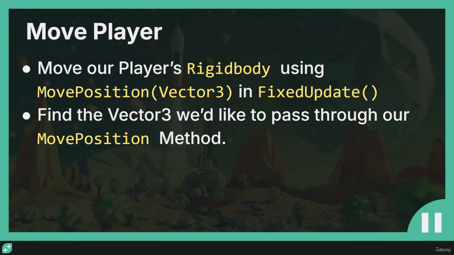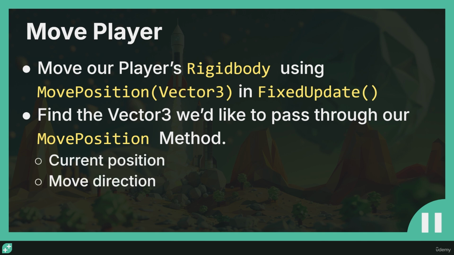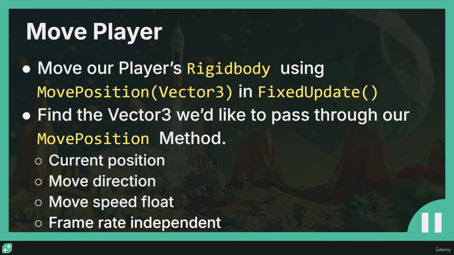To help find the vector3 we'd like to pass through our move position method, you'll need to first find the current position. Need another vector3 for the move direction, so you can use the movement vector2 that we've created to help get you there. You'll also want to define some sort of move speed float. I'd recommend creating that as a serialized field up top so you can modify that in the inspector. And just as a reminder, you want to make things frame rate independent. So now's the time to pause the video. Give it your best shot. I'll see you back here in a few moments and we'll go through my solution together.